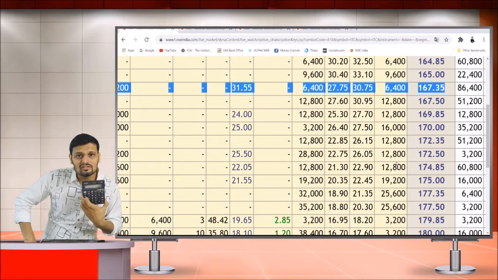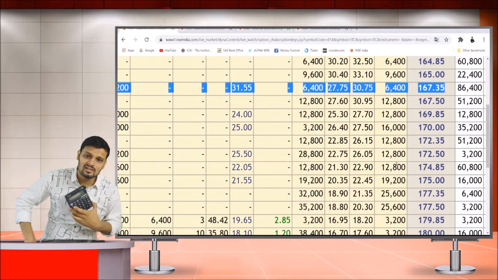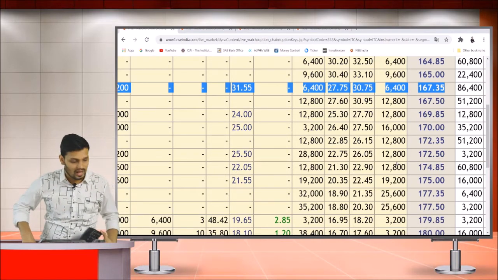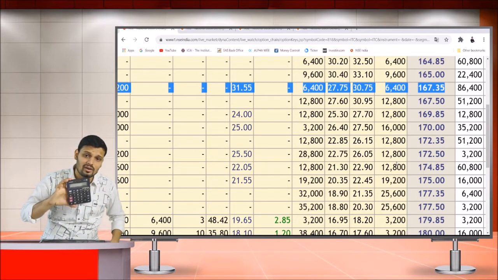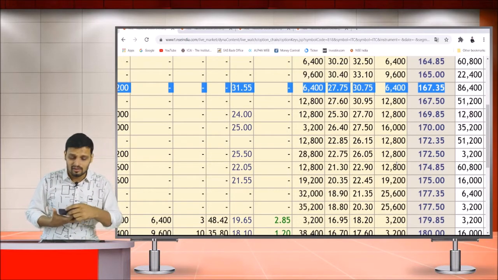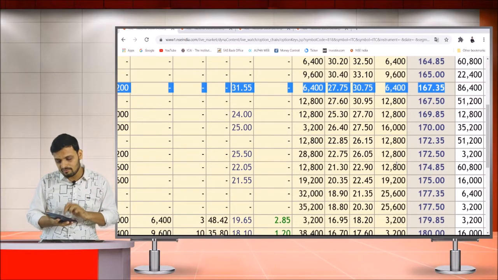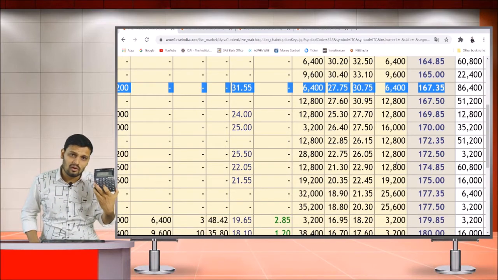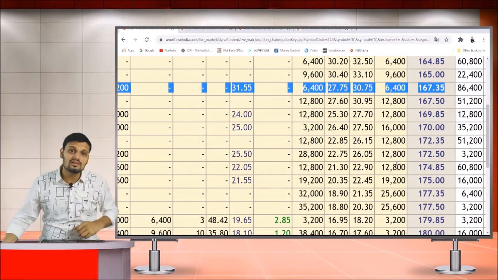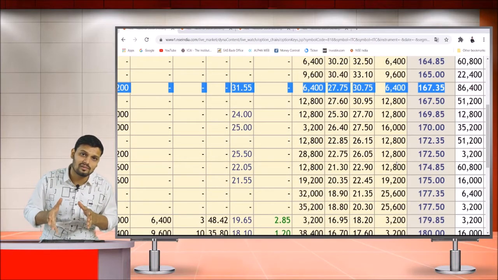Only if the share price goes above 198.9, then only will he be in a situation of profit, or else he is into loss. Are you able to understand this? Only if the share price goes above 198.9. How did I get 198.9? 167.35 plus 31.55, that gives you 198.9. So only if it goes more than 198.9 can he make a profit, or else he will end up in loss.